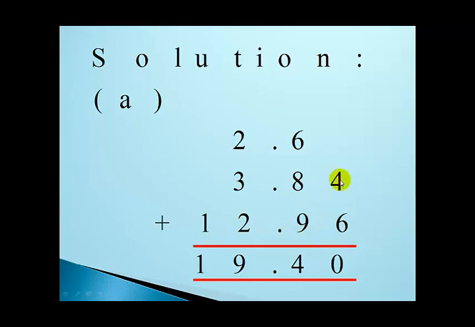So 4 plus 6 will give us 10. So we write 0. The remainder is 1. 1 plus this 6 will give us 7. And 7 plus 8 is 15. Now 15 plus 9 is 24. So we write 4. And the remainder is 2. So 2 plus 2 is 4. 4 plus 3 is 7. And 7 plus 2 is 9. And we have our 1 here. So 2.6 plus 3.84 plus 12.96 is equal to 19.40.